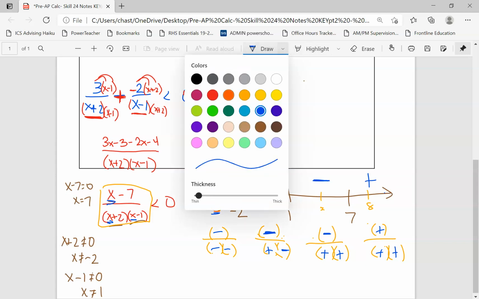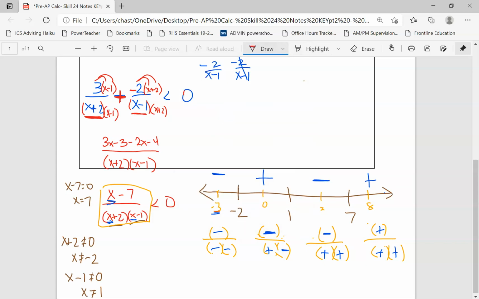Now, what else I didn't do is I did not put my open and closed circles. The inequality says less than, so at 7, I'm going to have an open circle because we don't want it to be equal to 0, and that was the 0. For negative 2 and 1, they weren't allowed to be equal to those, so those are automatically open circles. And we want less than 0, so we're looking for our negative intervals.